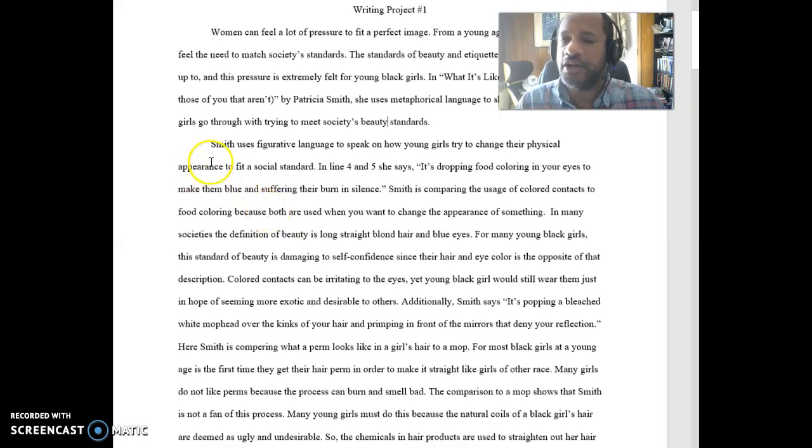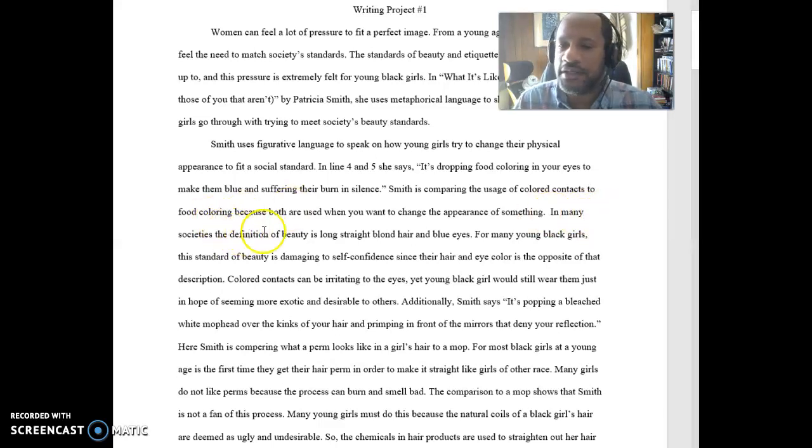But then look what we have down here. Smith uses figurative language to speak on how young girls try to change their physical appearance to fit a social standard. In lines 4 and 5, she says it's dropping food coloring in your eyes to make them blue and suffering their burn in silence. Smith is comparing the usage of colored contacts to food coloring because both are used when you want to change the appearance of something. So see, this person is saying, wait, that food coloring isn't really food coloring, it's a metaphor for colored contacts. Okay, and we're like, oh, okay, now we're talking about metaphorical language.